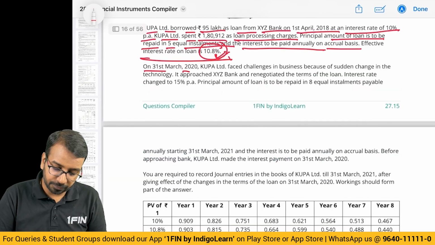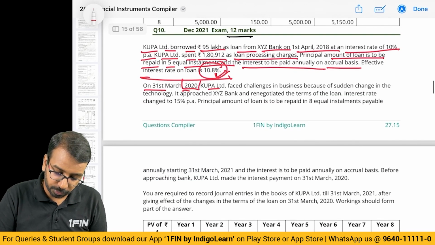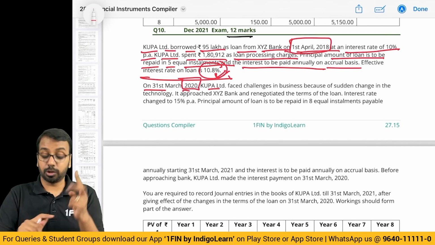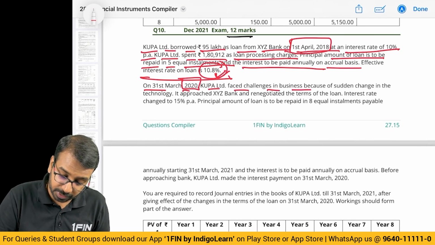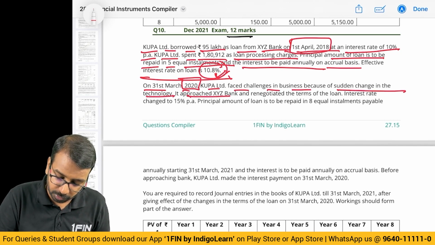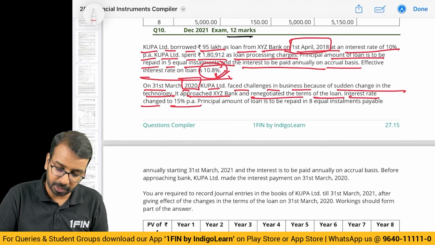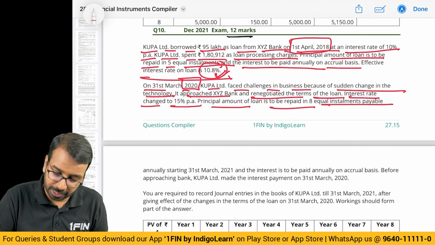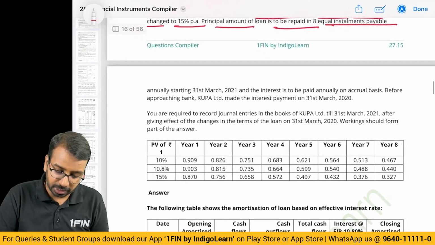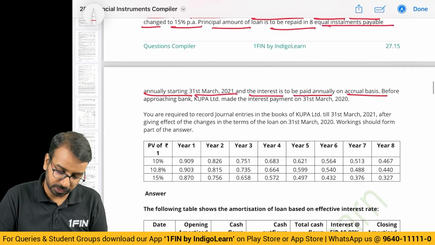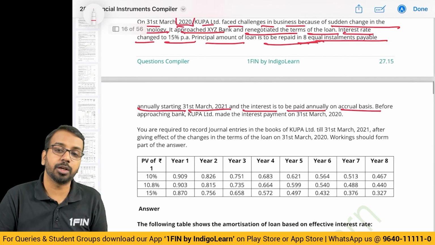On 31st March 2020, Coupa Limited, which date? 2020. When did they borrow? 1st of April 2018. Be very careful with the dates. Two years. They faced challenges in business because of a sudden change in technology. It approached the bank and renegotiated the terms of the loan. Interest rate changed to 15% per annum. The principal amount is to be repaid in 8 equal installments payable annually starting 31st March, and the interest is to be paid annually on accrual basis. Okay, so you will now pay in 8 equal installments.